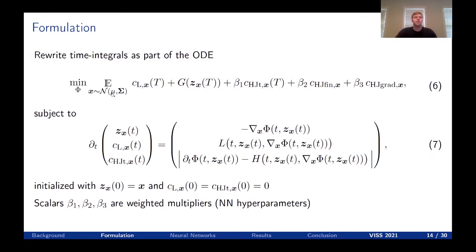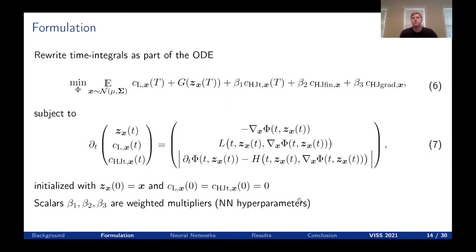So a couple other things here. We've added the penalizers in, and then we've turned those time integrations into just aspects of the ODE. It's the same thing, but that integral with respect to the running cost is now here, and the integral for this HJT penalizer is now here. Okay, and this is the problem we're trying to solve.